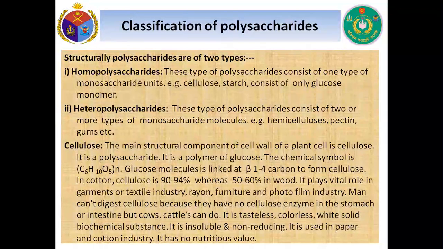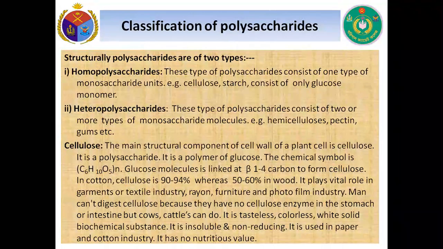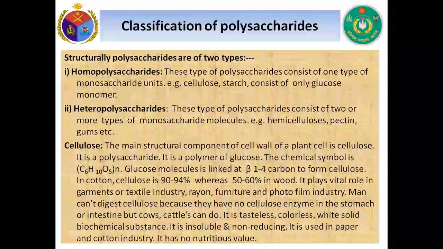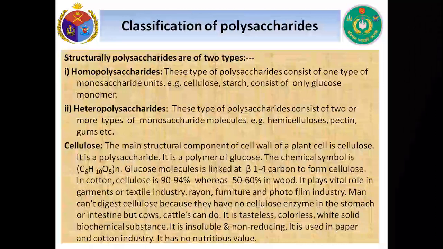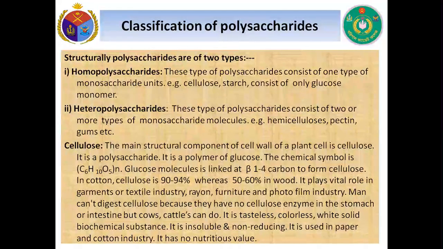Firstly, cellulose. The main structural component of the cell wall of a plant cell is cellulose. It is a polysaccharide. It is a polymer of glucose. The chemical formula is (C6H10O5)n. Glucose molecules are linked at beta 1,4 carbons to form cellulose. In cotton, cellulose is 90 to 94%, whereas it is 50 to 60% in wood.